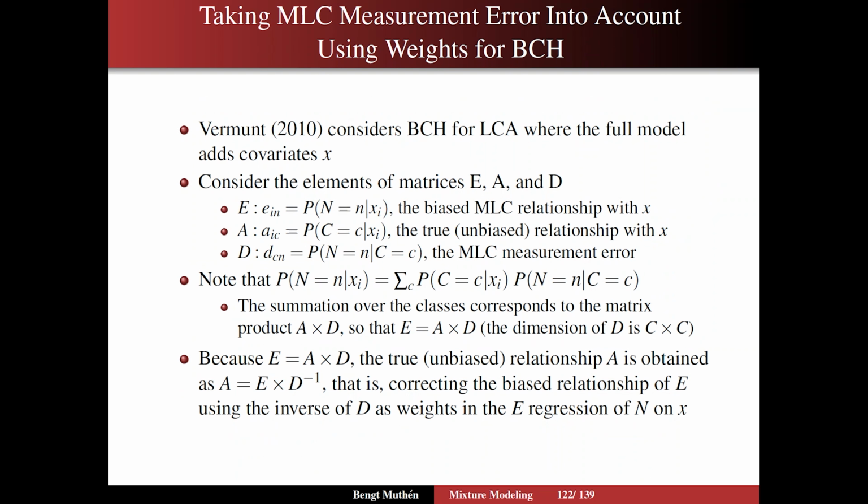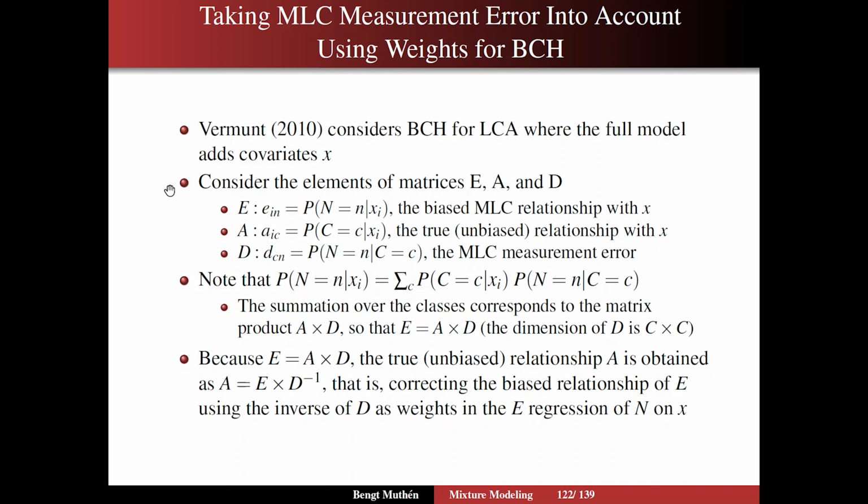Now for BCH on slide 122, it's a little bit more involved, but Jeroen Vermunt in his 2010 paper has made a nice summary of it, or expansion of the BCH approach, because the BCH comes from the three authors of the original article from 2004, Bolck, Croon, and Hagenaars. He considers BCH for an LCA where the full model adds covariates. So the extra variables are the covariates X.